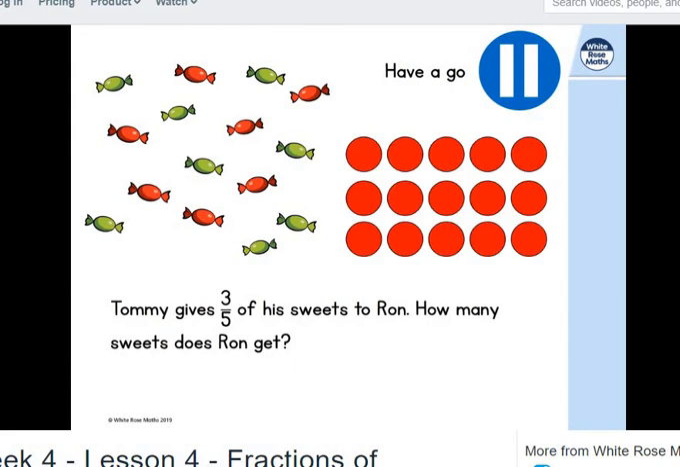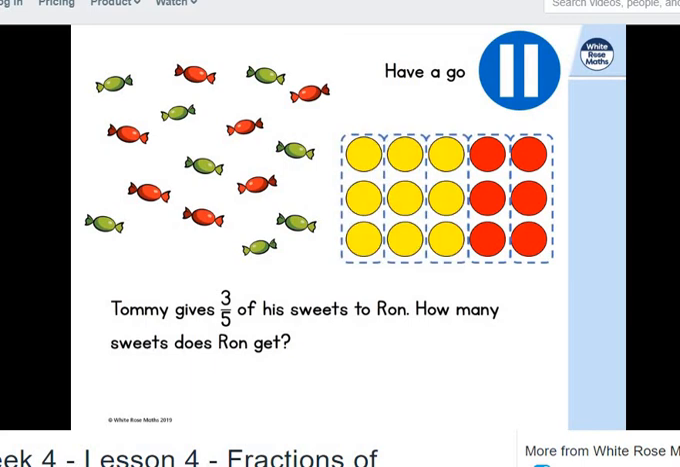Here are our sweets. Our denominator is 5, so we need 5 equal parts. And 3 of those parts would be in yellow now. So Ron gets 9 sweets. So 3/5 of 15 equals 9.